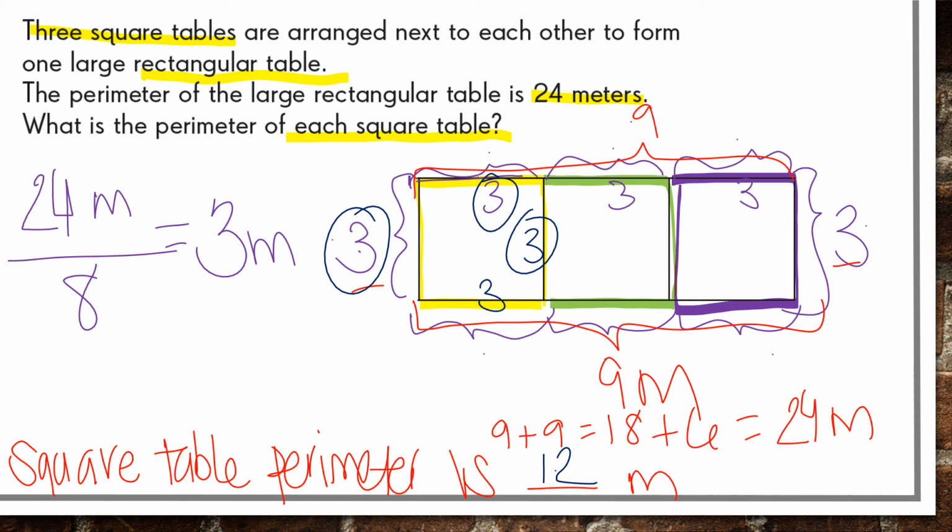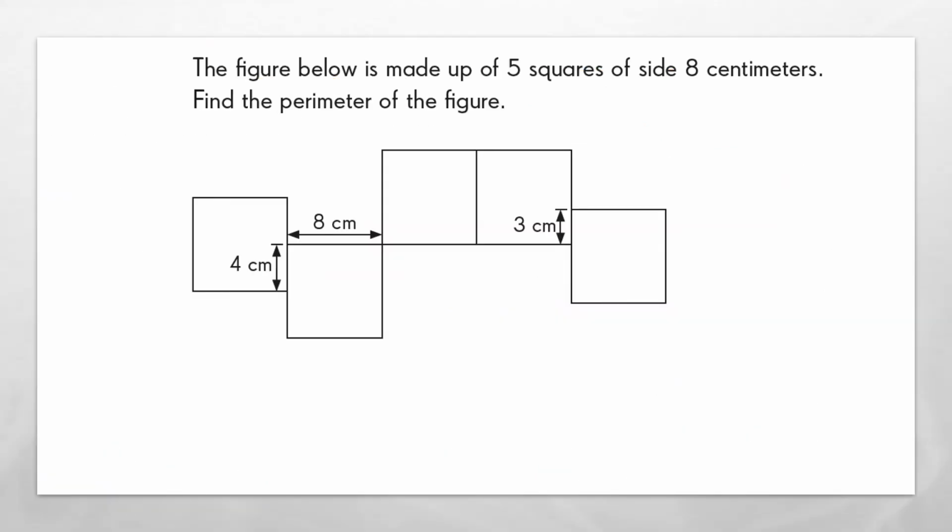Let's do one more problem. Okay, so this just kind of gets into some puzzling that we can do with both area and perimeter. This one we're looking at perimeter. So each one of these squares is exactly the same size. So the figure below is made up of 5 squares of side 8 centimeters. So each side of the square is 8 centimeters. Find the perimeter of the figure below.